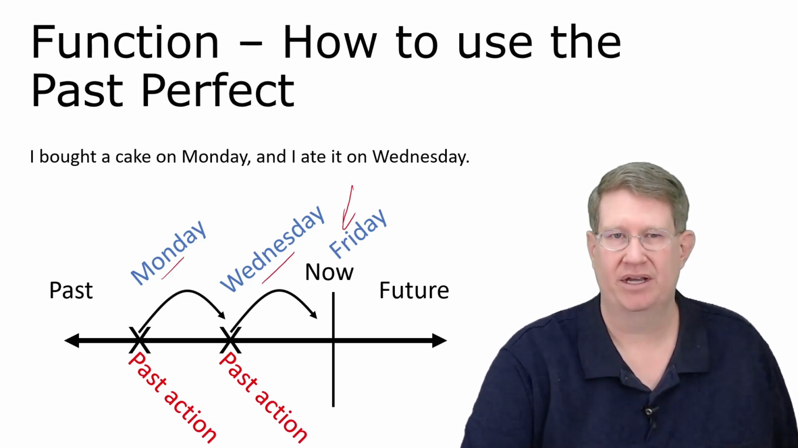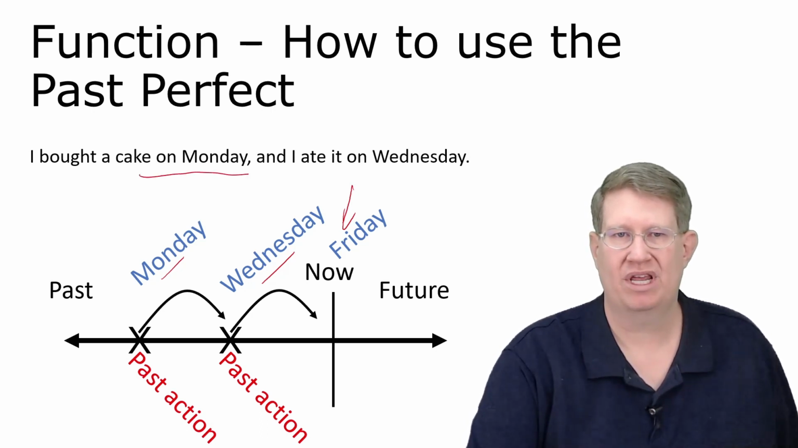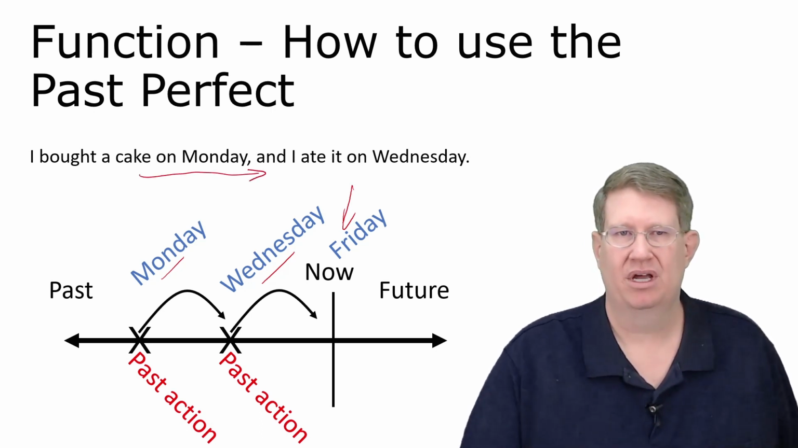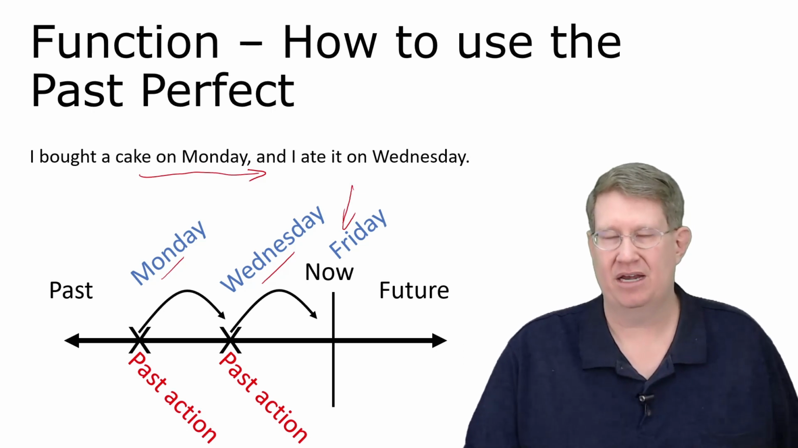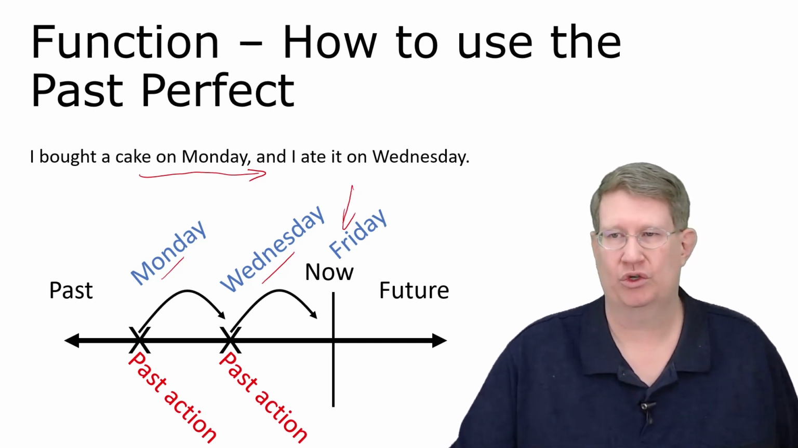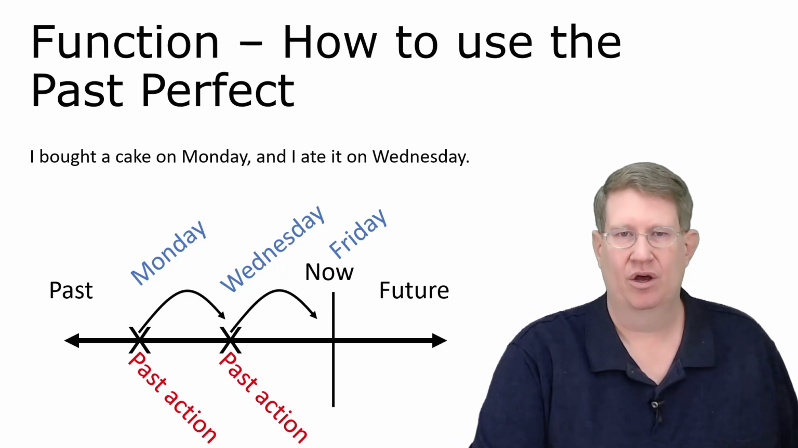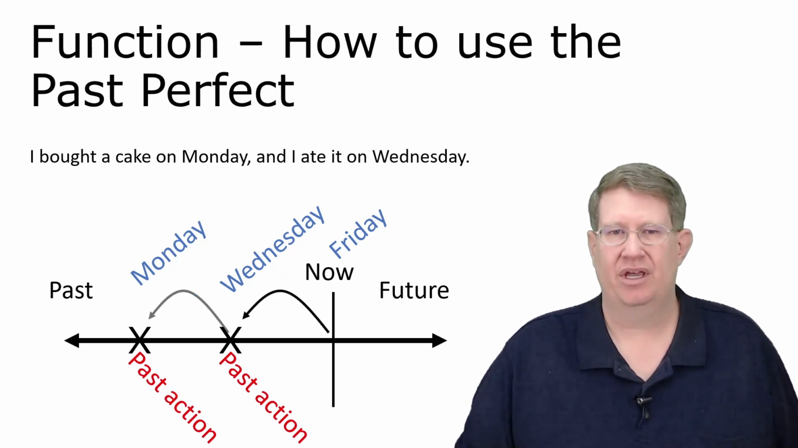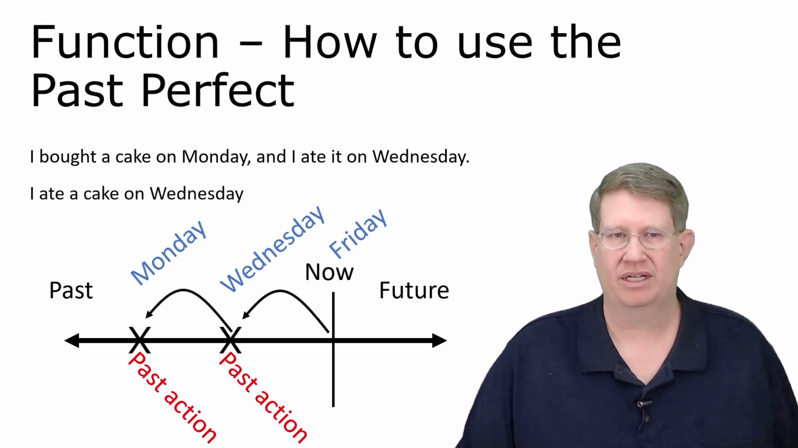So two things in the past, but you notice that I'm telling the story this way through time. I bought it on Monday and I ate it on Wednesday. I'm starting at the furthest time in the past and I'm coming closer towards now. But what happens if I want to tell the story the other way? Let's take a look here.